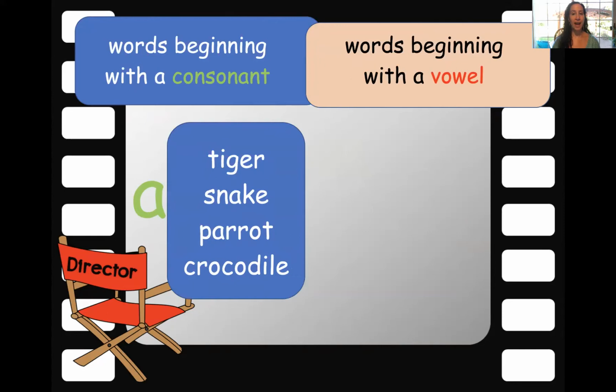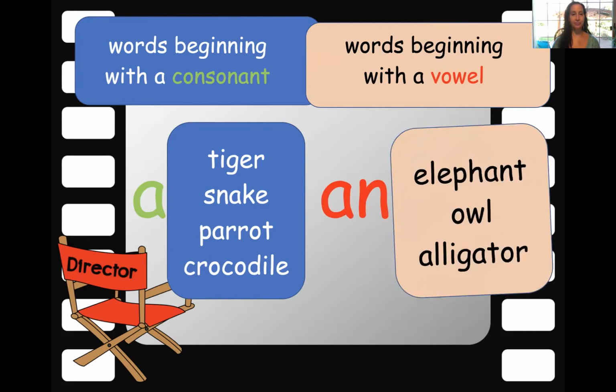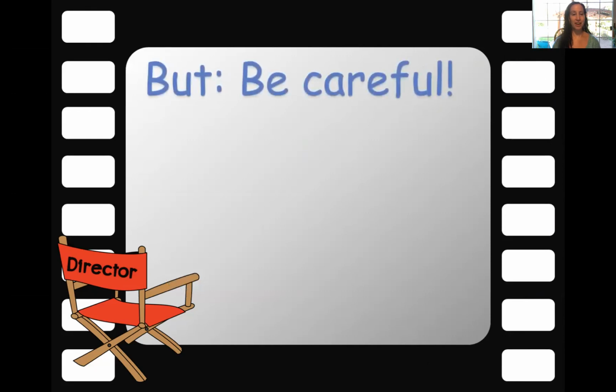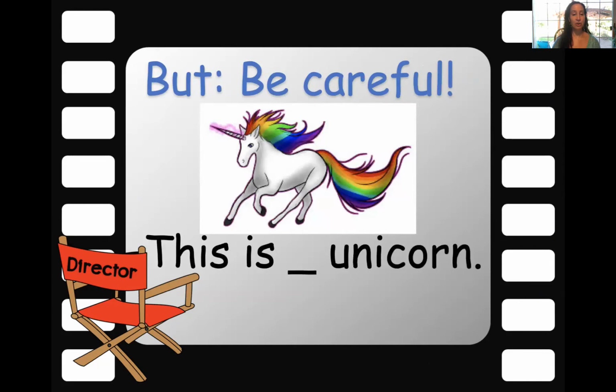Words beginning with a vowel, we use an: an elephant, an owl, an alligator. But be careful. What is this? Looks like a horse, huh? This is a unicorn or this is an unicorn? This is a unicorn. Why?